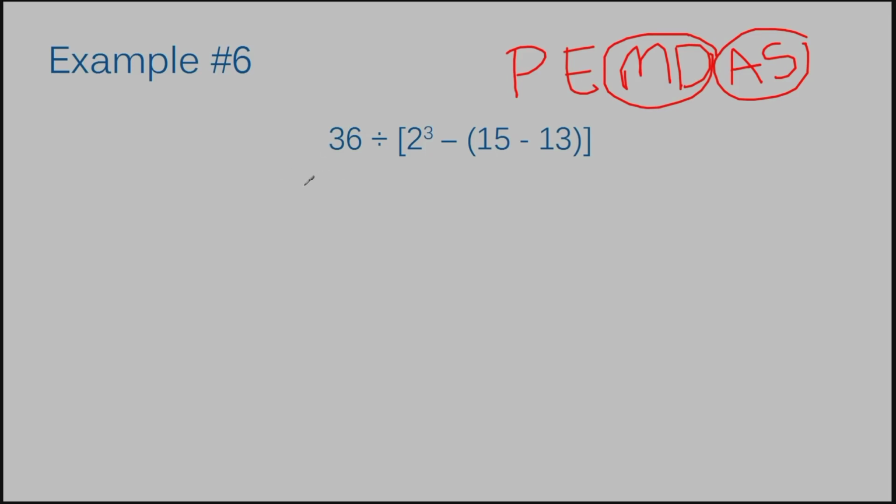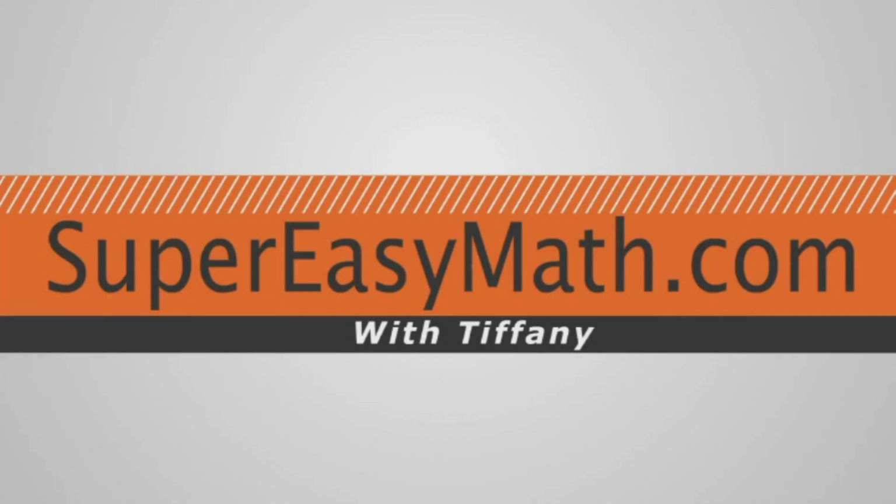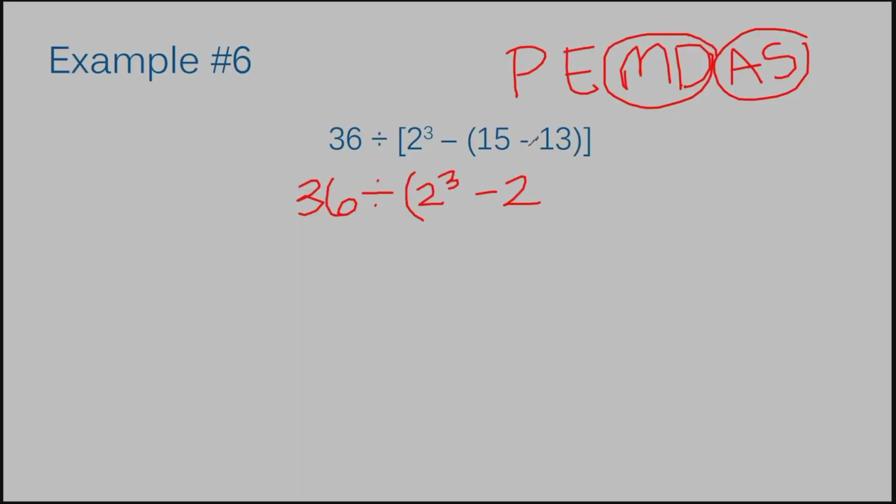So here I go, 36 divided by, I'm also writing my parentheses as a regular parentheses this time instead of a bracket because I'm only going to have one set. I'm not going to have two sets, which would need to be used to identify the end of one and the beginning of another. So I'm just going to write regular parentheses. 2 to the third minus 2. This 2 came from subtracting 15 minus 13. Now I'm going to close my parentheses.